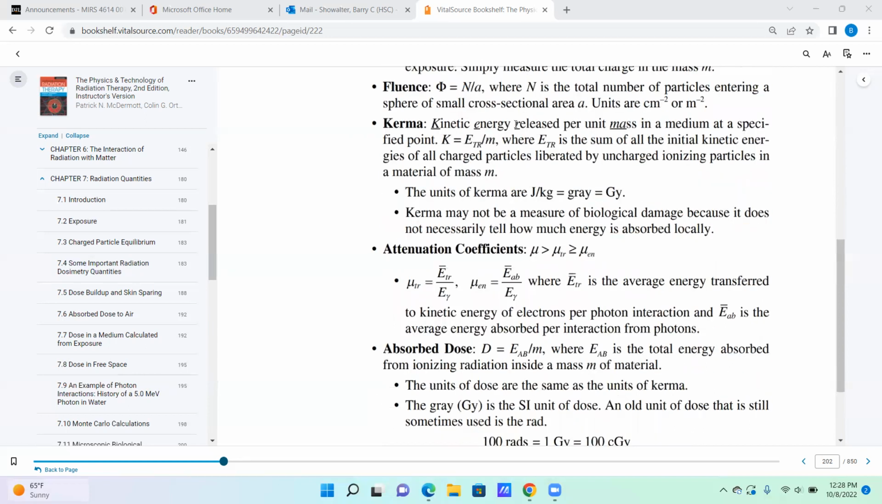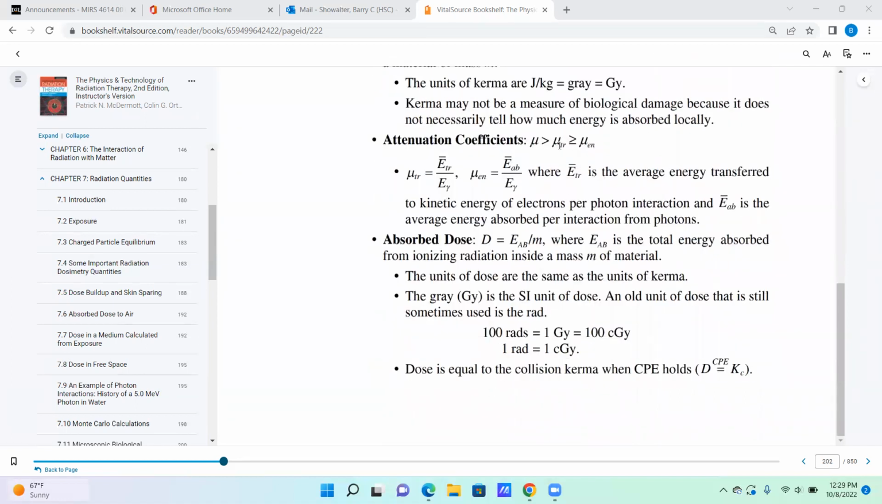Kerma, kinetic energy released per unit mass. This is an especially important topic. So kerma is defined in a medium at a specified point, and this is going to be the equation, and we'll be discussing the sum of all initial kinetic energies of all charged particles liberated by uncharged ionizing particles in a material of mass m. Now, the units of kerma are going to be joules per kilogram. In other words, how much energy are you depositing in a particular amount of mass? And it may not be a measure of biological damage because it does not necessarily tell us how much energy is absorbed locally.